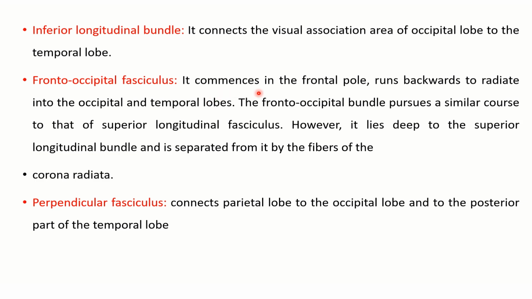Fronto-occipital fasciculus. It commences in the frontal lobe, runs backwards to radiate into the occipital and temporal lobes. The fronto-occipital bundle pursues a similar course to that of the superior longitudinal fasciculus, but it lies deep to the superior longitudinal bundle and is separated from it by the fibers of corona radiata. Perpendicular fasciculus connects parietal lobe to the occipital lobe and to the posterior part of the temporal lobe. I have already shown them in the diagram.